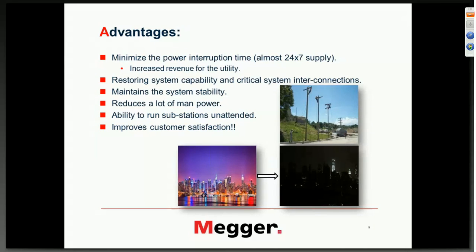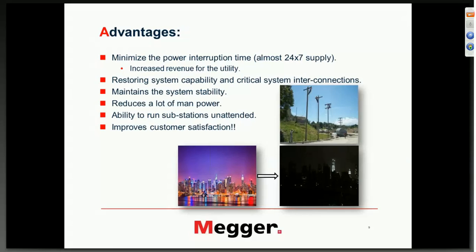That in general, I can consider as maintaining the system stability, because I'm bringing all the generators and supplying all my loads. There is no interruption in between. There is no isolation. There is no part which is not supplied. So I consider that as system stability as well. So it is used for maintaining the system stability.